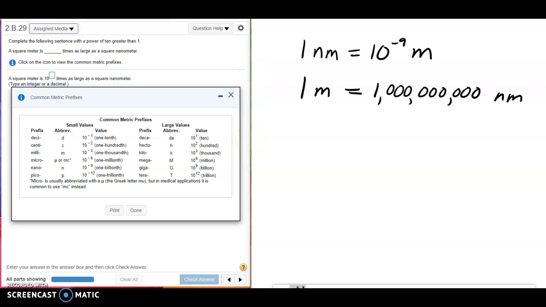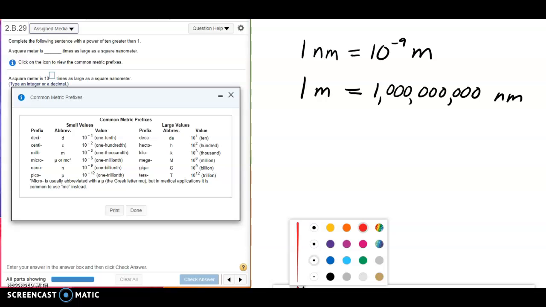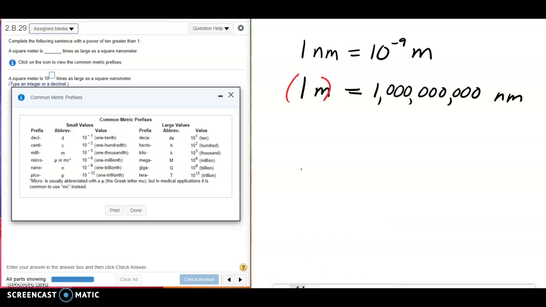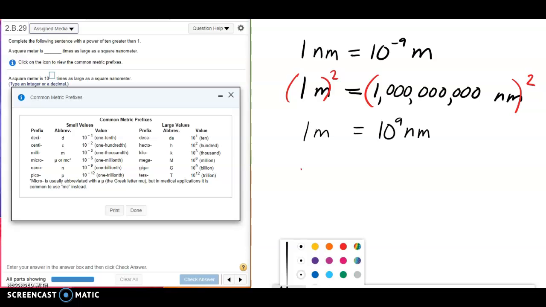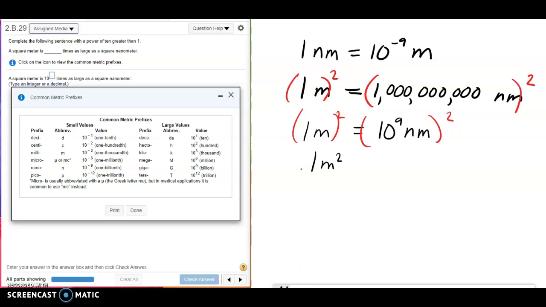So if I wanted square meters, the unit squared, I would square this side, and I would have to square this side. So let me write it like this. 1 meter is equal to 10 to the 9th nanometers. And so when I square that, I get 1 square meter is equal to 10 to some power nanometers squared, because I want square nanometers.